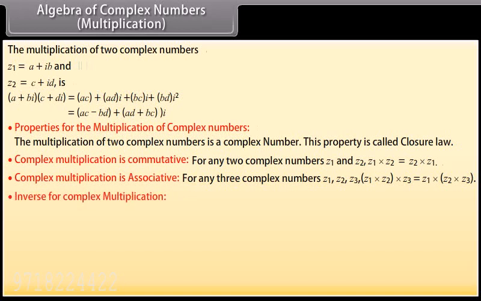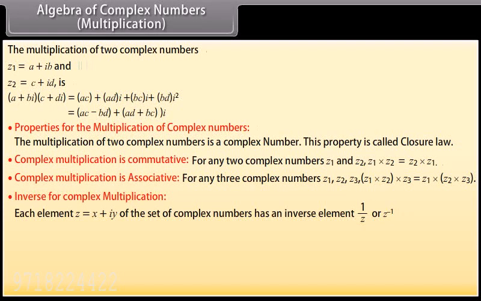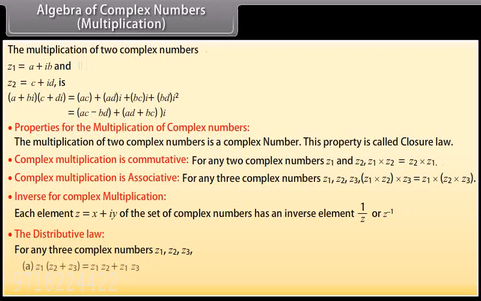Inverse for complex multiplication. Each element Z equal to x plus iota y of the set of complex numbers has an inverse element, 1 by Z or inverse of Z. The distributive law. For any three complex numbers Z1, Z2, Z3, Z1 into Z2 plus Z3 is equal to Z1 into Z2 plus Z1 into Z3. Z1 plus Z2 into Z3 is equal to Z1 into Z3 plus Z2 into Z3.